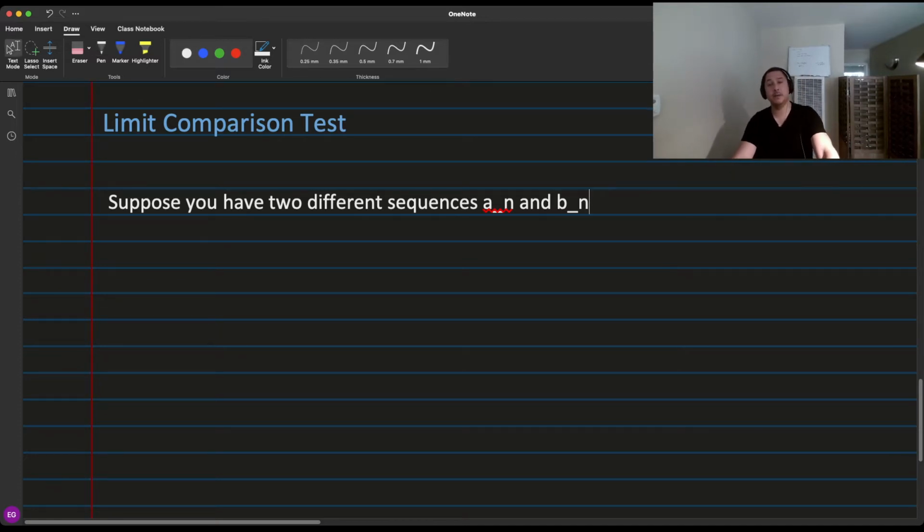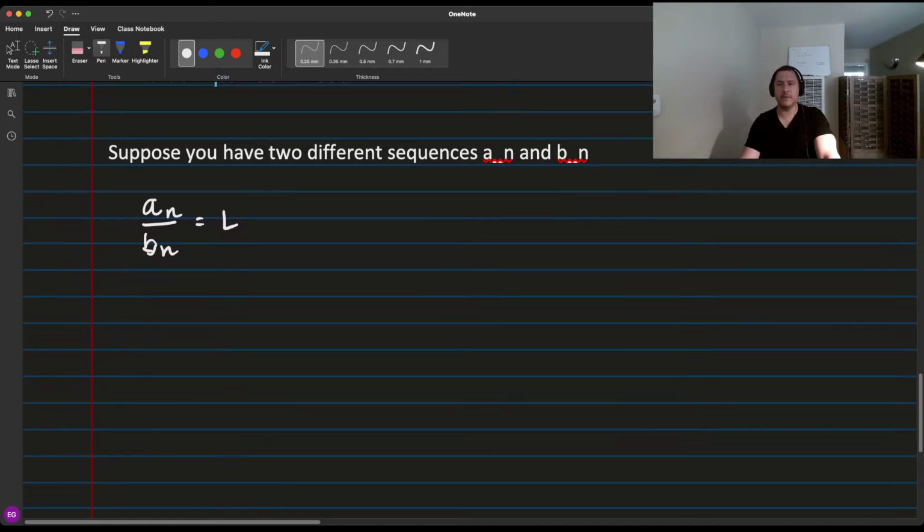Instead of with the comparison test, where we started off with the two terms of the sequences, compared them, and then usually took the reciprocal, which flipped the direction of the sign, and we were able to figure out which one was bigger or smaller, now instead we're going to look at the ratio of the terms. So let's say AN over BN is going to be equal to some ratio, let's call it L.